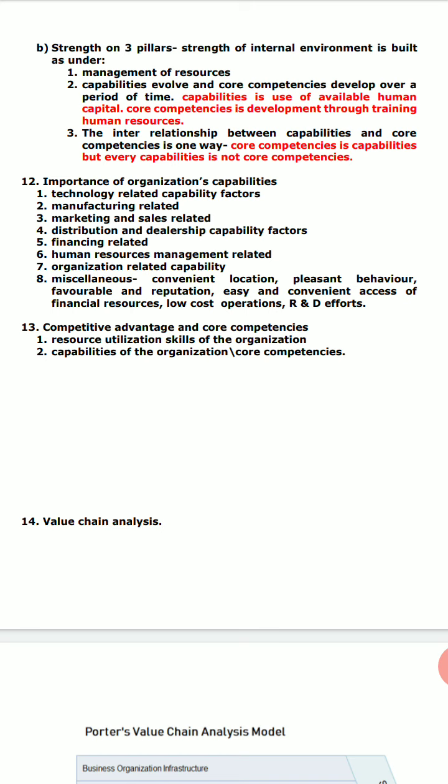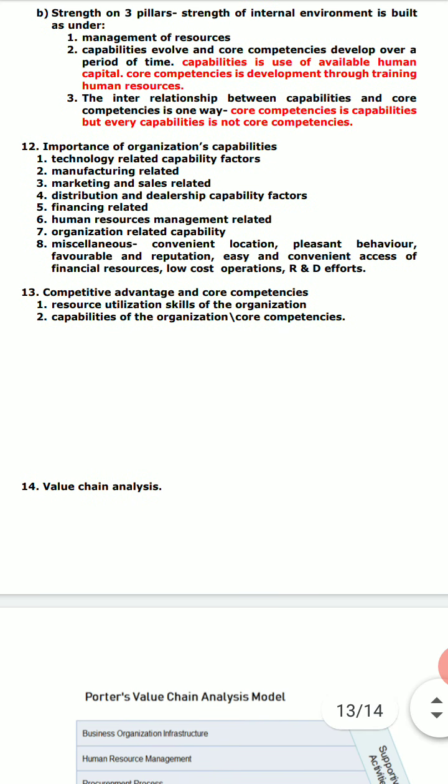Core competency is developed through the training of human resource, right? So capabilities can be evolved over a period of time with the help of proper policies. Corporate management can bring out the best from the human beings, right? So core competencies are a little different. Capabilities can be there in the people, and they can be evolved with constant efforts, and the core competencies emerge over a period of time.